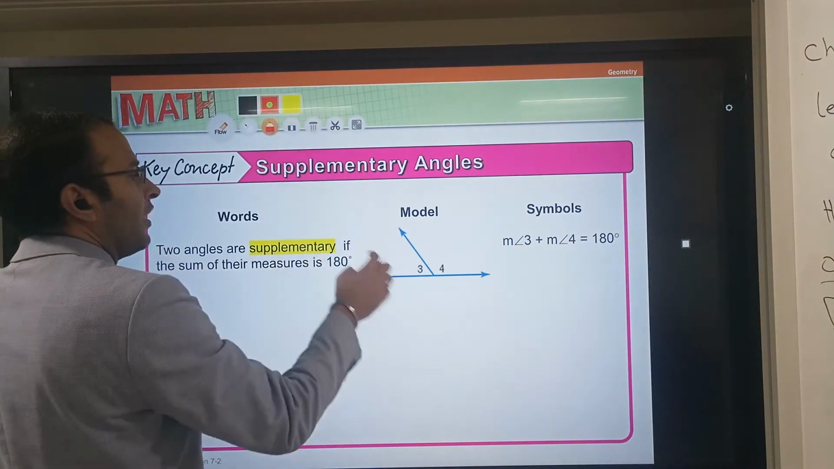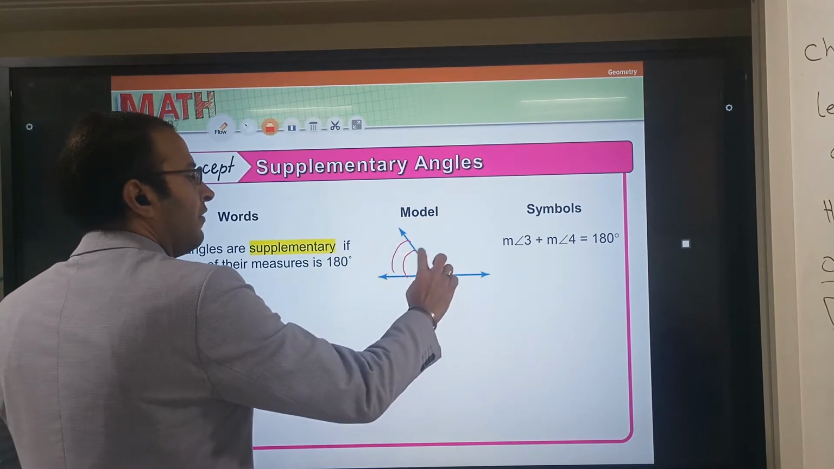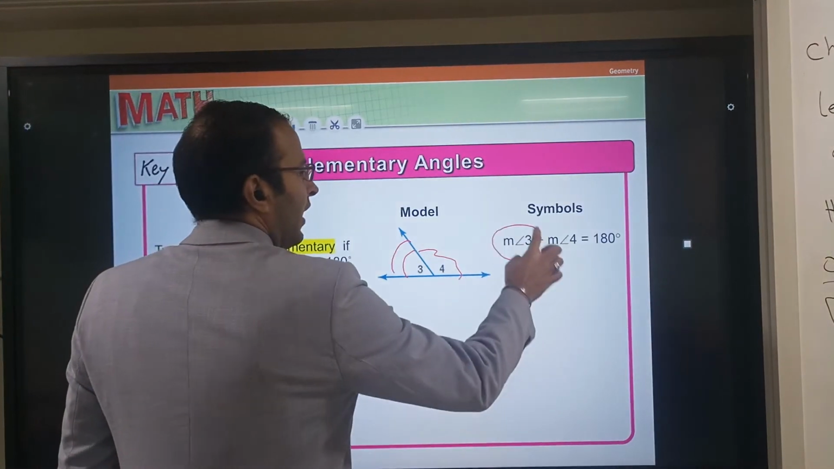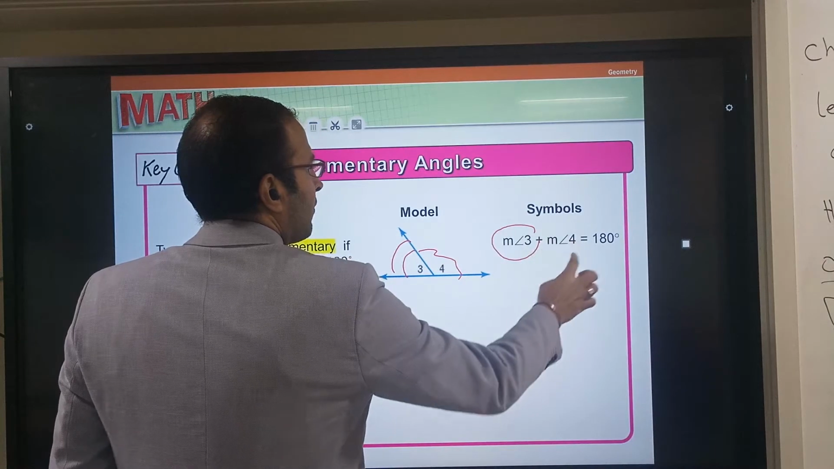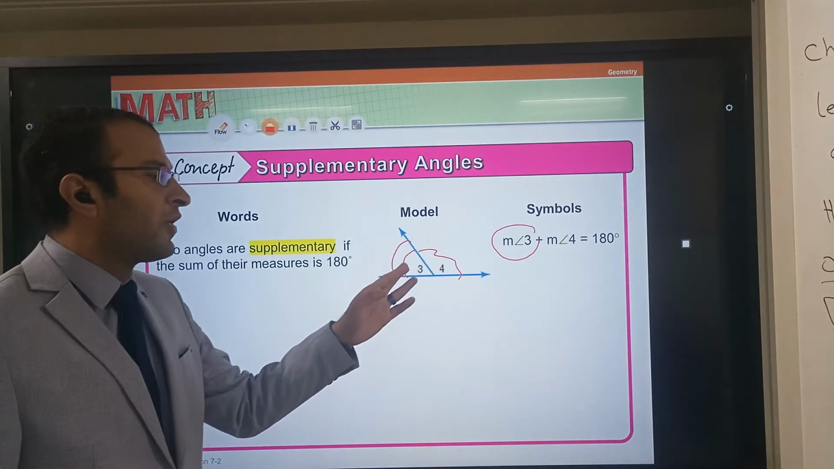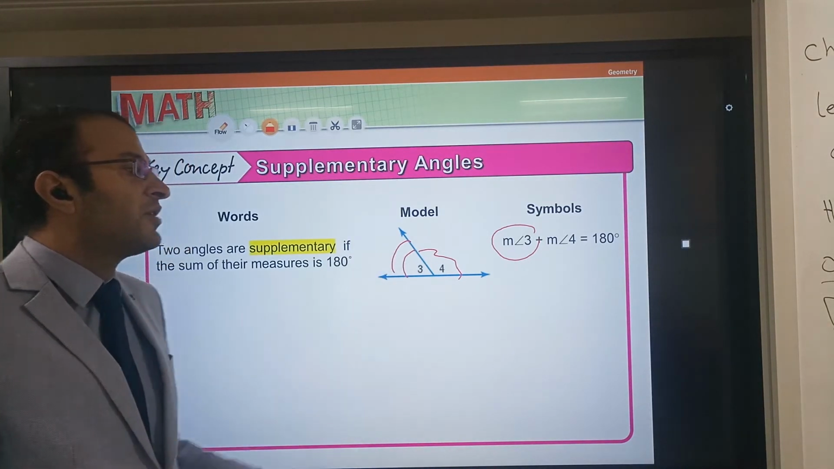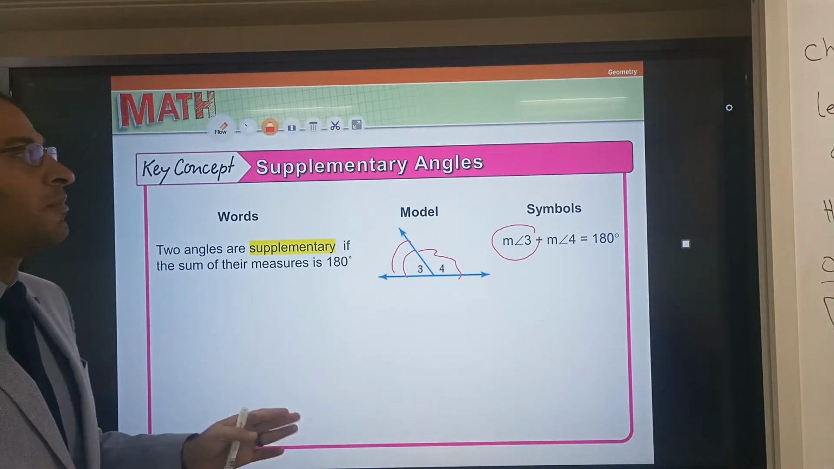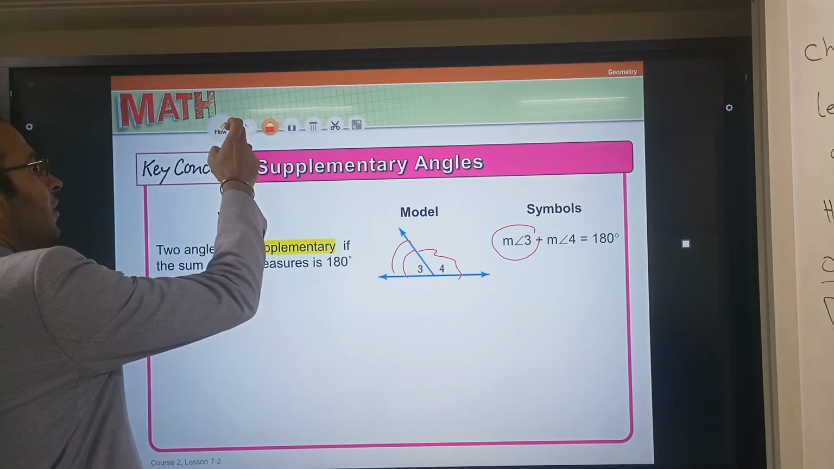Look with me. You have here angle 3 and here angle 4. You must have two angles, and you say complementary or supplementary. The sum of angle 3 and angle 4, my friend, the sum of both is equal to what? The sum of both is equal to 180. So again, for complementary angles the sum of them equals 90, and for supplementary the sum of them equals 180.